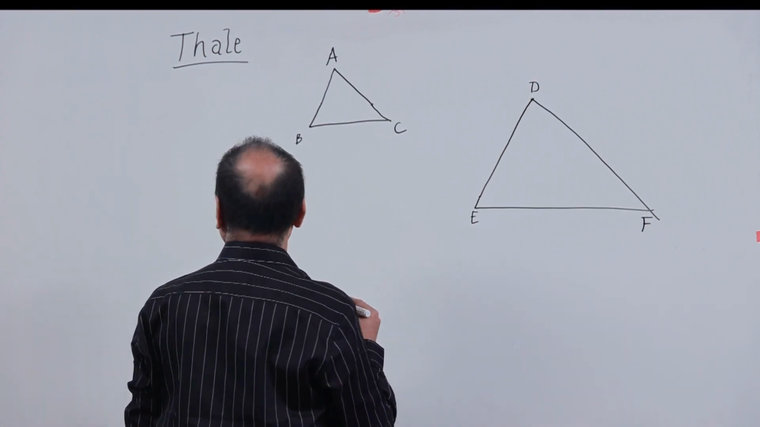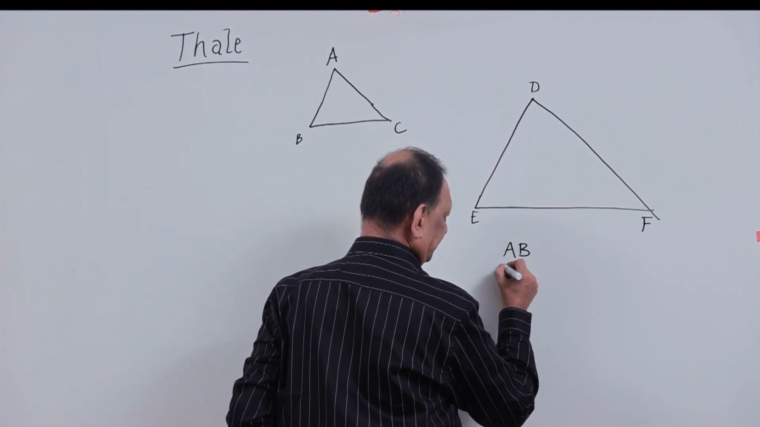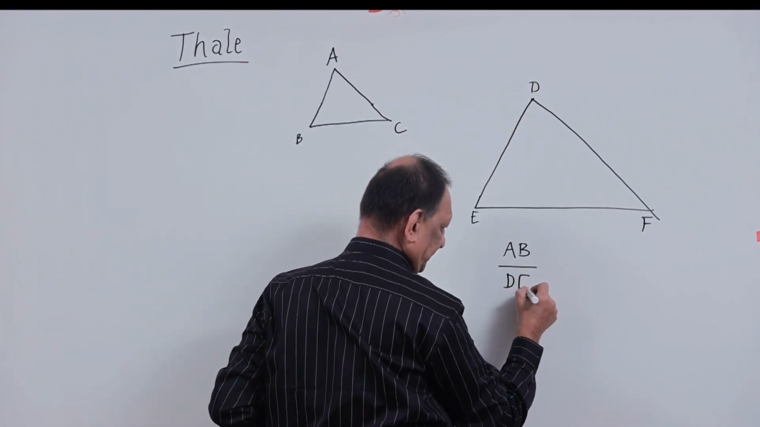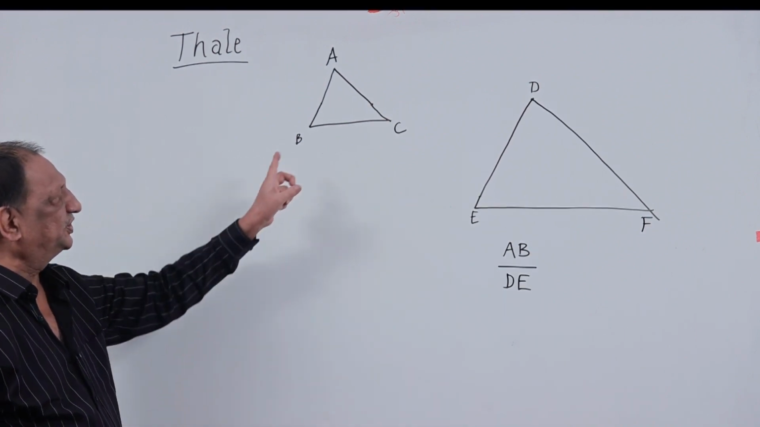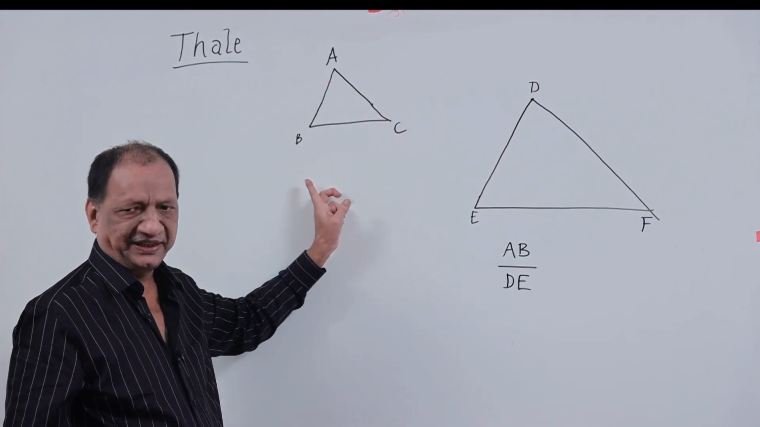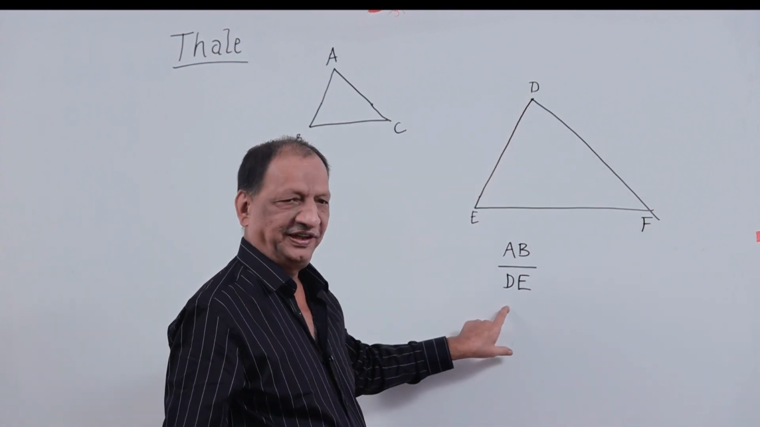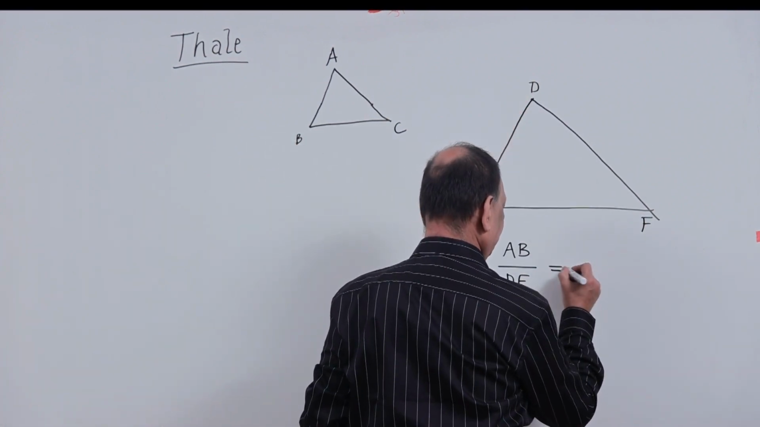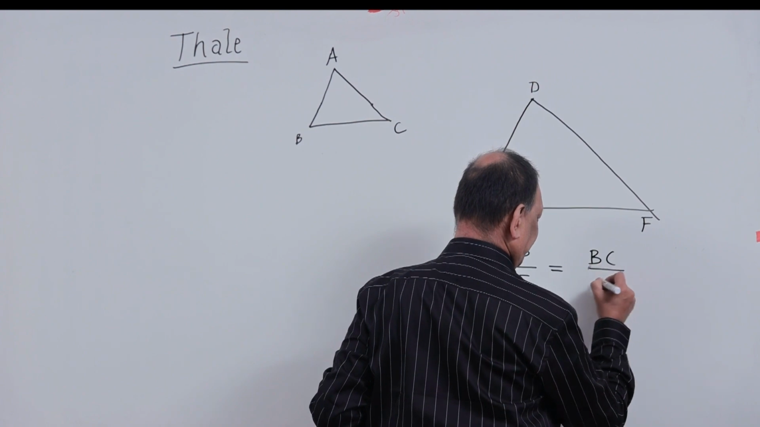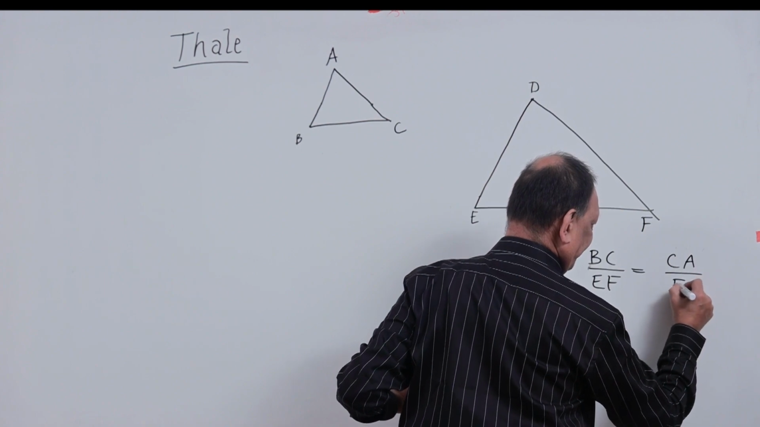That means Thales theorem states that now AB and the corresponding side is DE. That means you have to take the side which is opposite the equal angles. So angle C I have taken, opposite that is the side AB. Same way angle F, you have to take the opposite side which is DE. AB by DE equal to BC by EF equal to CA by FD.